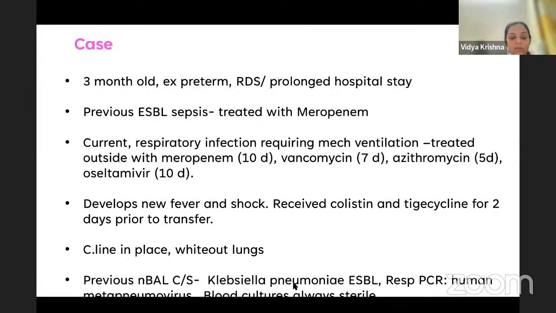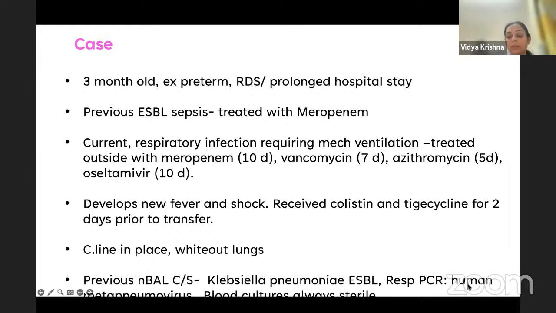If you look at this child, there was only a Klebsiella pneumoniae ESBL in a respiratory culture, a metapneumovirus positive, and blood cultures which were always sterile. In spite of all this data that we had, this child still got all these broad spectrum antibiotics, which is something that I hope we will avoid. That's the point of you doing all these webinars and teaching sessions. So if you have something like this, you should be able to de-escalate.